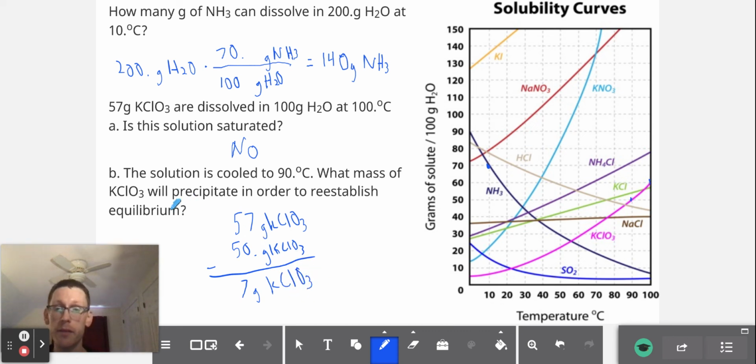If we were dealing with more KClO3, let's say it were twice as much, and you had 114 grams of KClO3 dissolved in 200 grams of water, we would have to take this 50 grams and double it, because then in 200 grams of water, there would be 100 grams of KClO3 that could dissolve in it, and we'd end up with 14 as our grams of KClO3 that would crash out of solution as a precipitate.